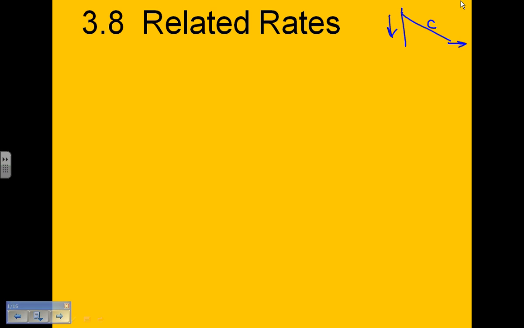Well, then it could change, and that would be all three things changing. So in this case, you could have a b prime and an a prime, and c would stay the same. If c was changing, you'd have a c prime. Any formula that you have could be changing according to time. More than one thing changing, more than one prime. And that's how the rates are related. How are they related? In this case, they're related through an equation: a squared plus b squared equals c squared.